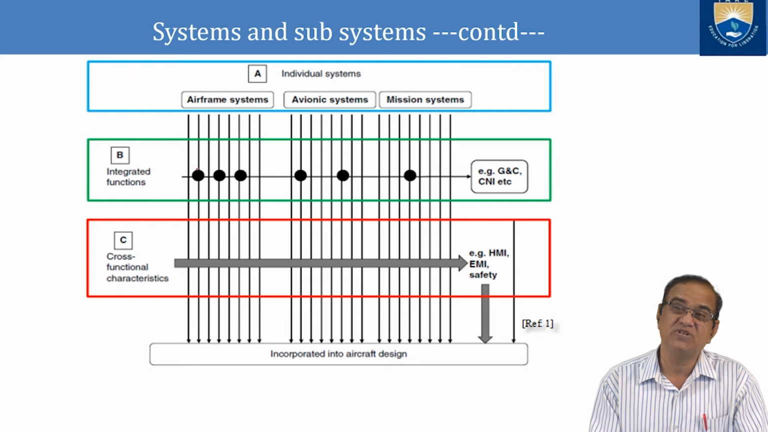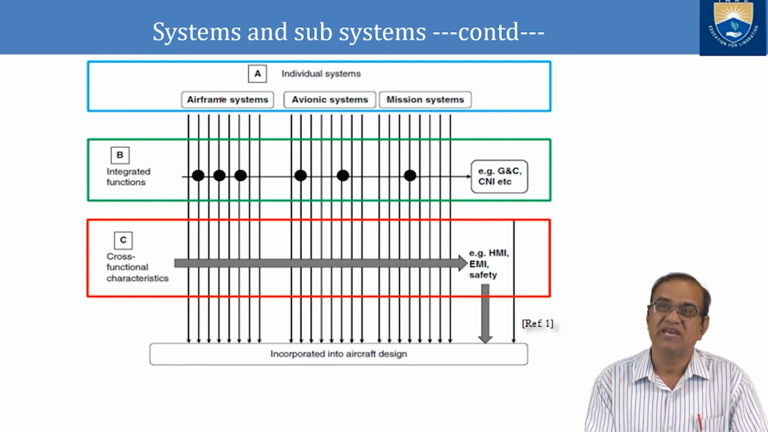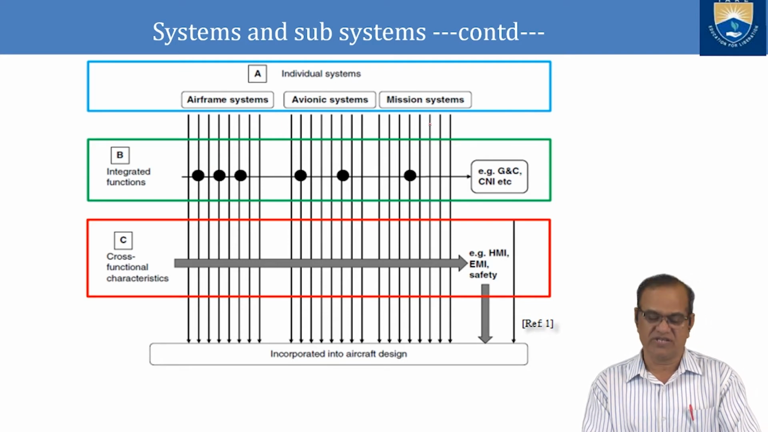They are integrated to each other. 1, 2, 3 here, 1, 2, 3, 1, 2, 3. So the airframe systems, the avionics systems and the mission systems all are integrated.